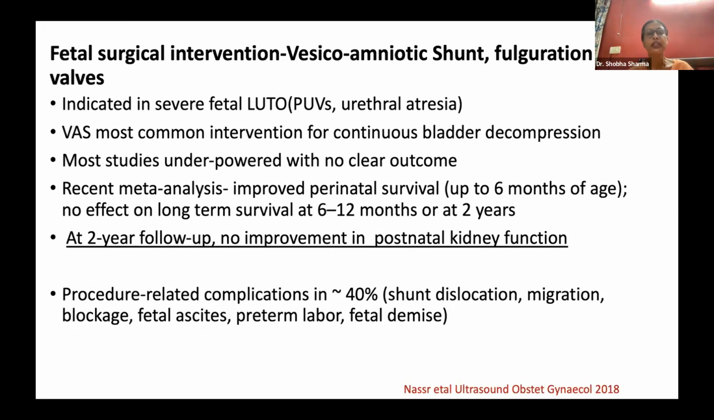Now, what are these fetal surgical interventions, and why do we do them, and who are the group who will require them? So again, this is mostly done in cases of lower urinary tract obstruction, like PUVs or urethral atresia, and the most common procedure utilized in the antenatal period is vesico-amniotic shunting. It is just a way of decompressing the bladder. And what will it do? It will improve the outcome of the renal function. Why? Because it will take away the pressure as the obstructive uropathy will be relieved, and the nephron loss will be reduced, and probably there will be improvement in the postnatal renal outcome.